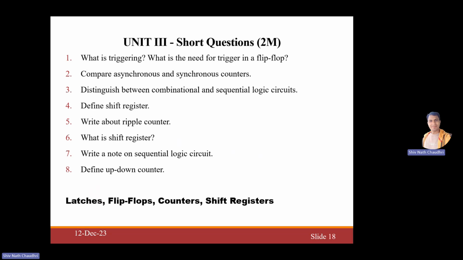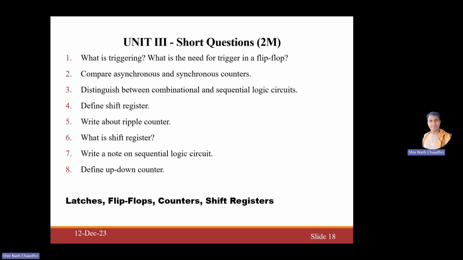The second question is about compare asynchronous and synchronous counters. So if you compare latch and flip flop, you can also write the same thing because latches are asynchronous and flip flops are synchronous. So by preparing the same difference table you can write for latch and flip flops, and also by modifying a little bit you can prepare the same table for asynchronous and synchronous counter difference.